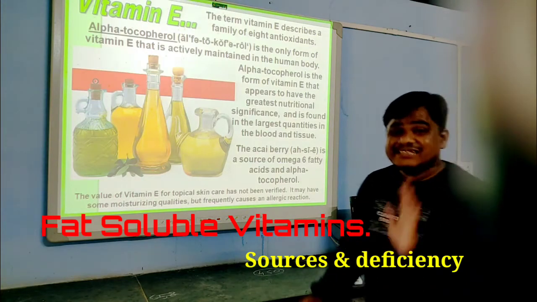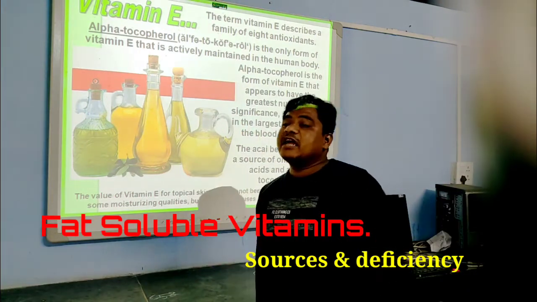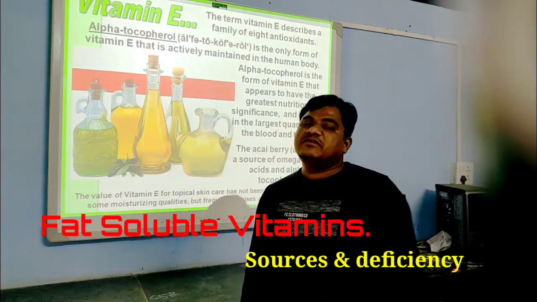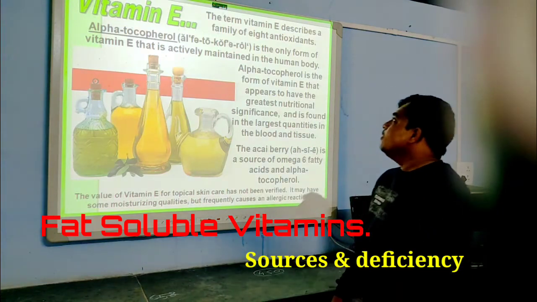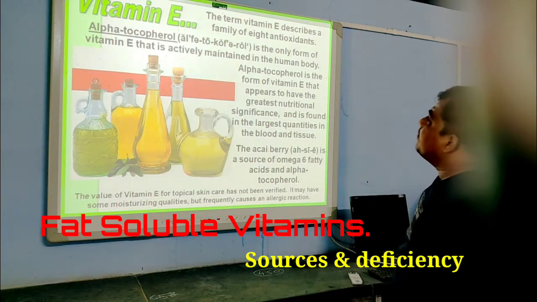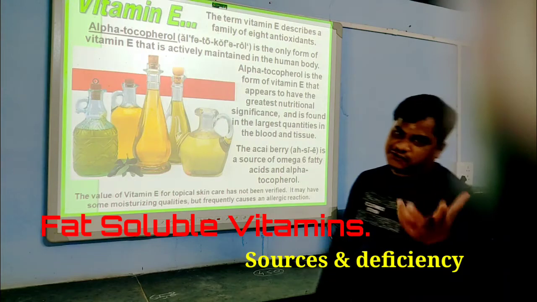Now, this is the vitamin D. We move towards the next vitamin. Next fat soluble vitamin is the vitamin E. So the term vitamin E is described as a family of 8 antioxidants.